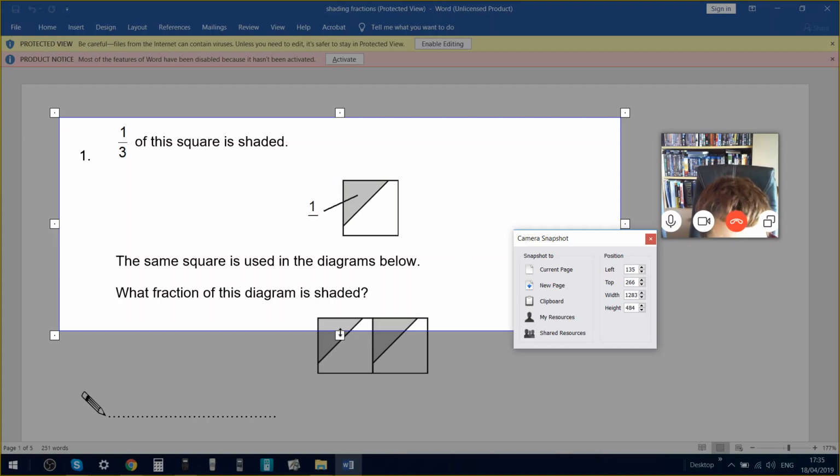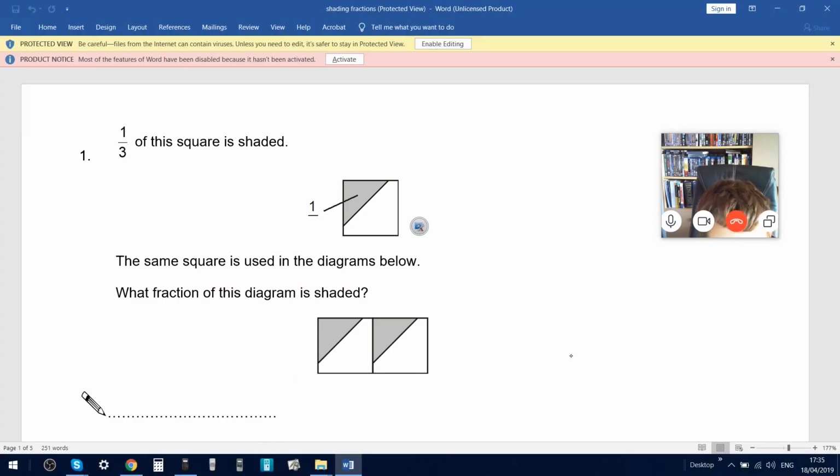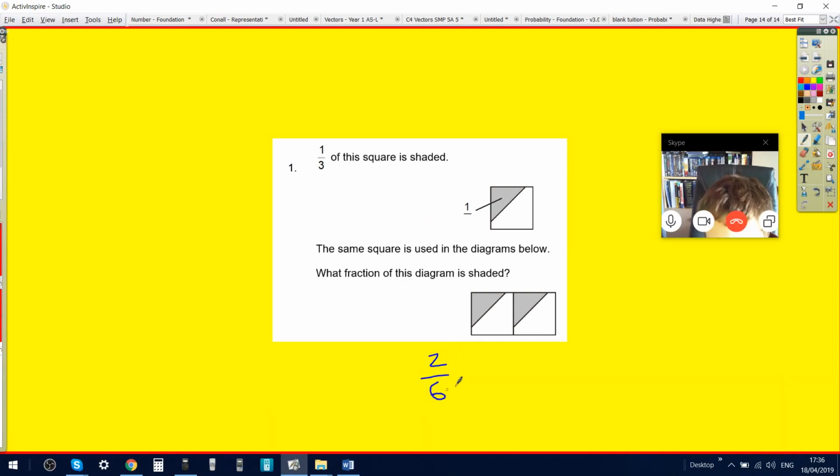So one third of the square is shaded, and then the same square is used in the diagrams below. So what fraction? Well, if there's two of them in the second picture, then it must be 2/6. Yeah. And what's that in its simplest form? That would be 1/3. Well done. That's it.